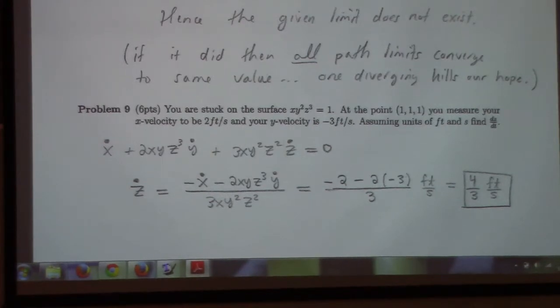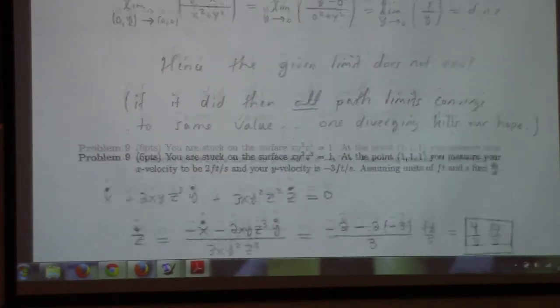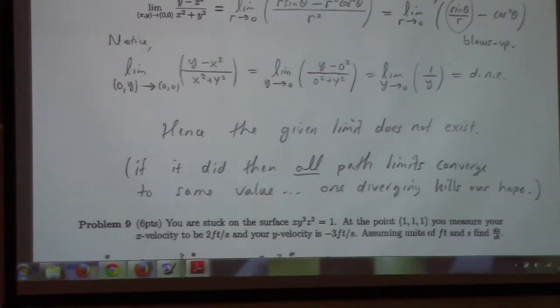How did you know that the sine over r grew up? R goes to 0. Sine is between plus or minus 1.